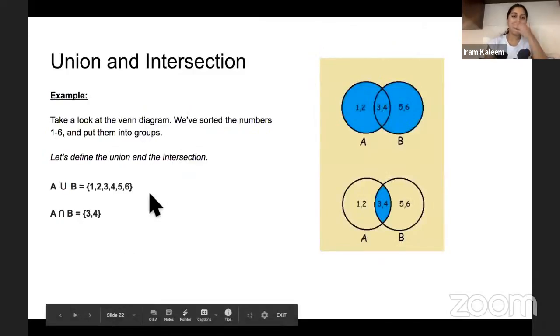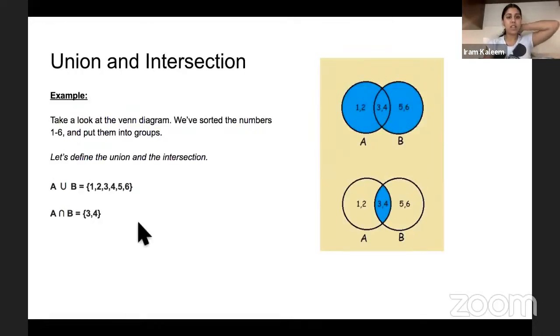Okay, so let's take a look at this Venn diagram. We've sorted the numbers 1 to 6 and we've put them into groups. Let's define the union and the intersection. So if you look at these Venn diagrams, we've got the numbers 1 and 2 in group A, 3 and 4 in both, and 5 and 6 in group B.